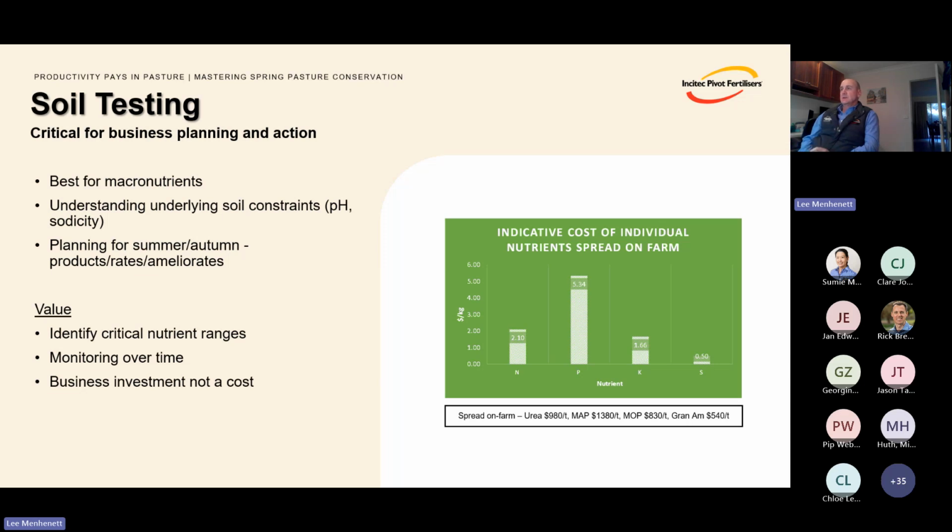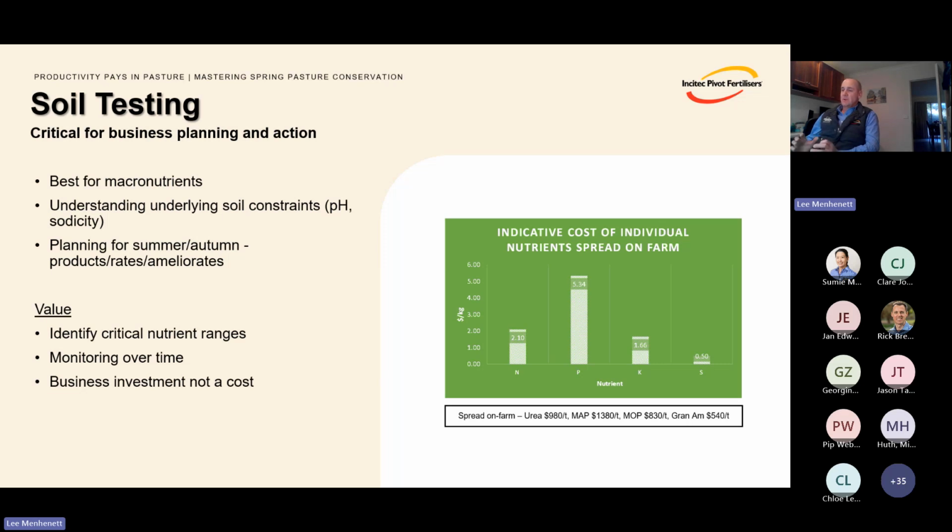And we don't actually look at specific numbers when we're looking at soil tests in isolation. We want to look at ranges, critical ranges, and we want to monitor that over time and look at the trends over time, as to whether we're maintaining those levels, whether we're lifting them, or whether we're mining them. And that's where the real power of soil testing on a strategic and well-planned basis comes through.